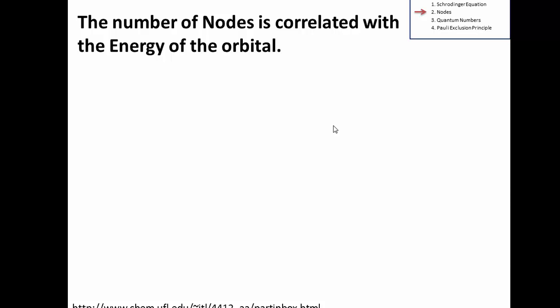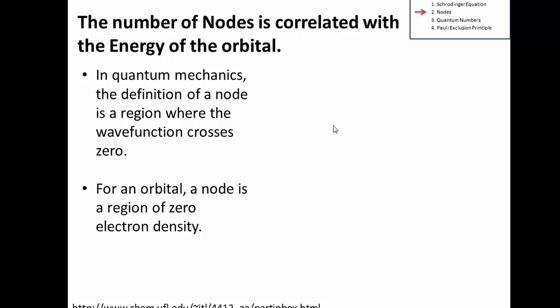One thing that I want to talk about before we talk about quantum numbers is to briefly mention nodes again. We talked about nodes briefly when we were talking about waves, but in quantum mechanics, the definition of a node is a region where the wave function crosses zero. Another way of thinking about it: if your wave function is equal to zero, that means your wave function squared is equal to zero.